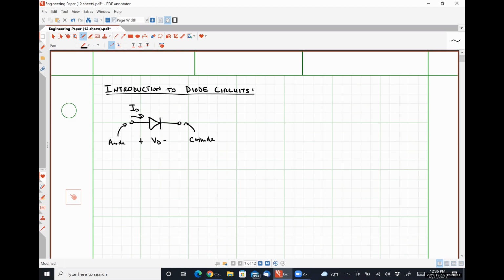And the vertical line there is the negative polarity terminal of the diode. That's how you can tell which way is what. So current always flows in the direction that the triangle is pointing, and the big vertical line in this case is our negative polarity terminal.